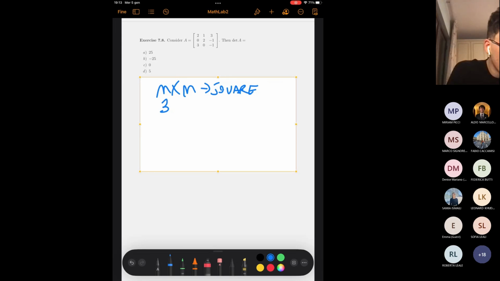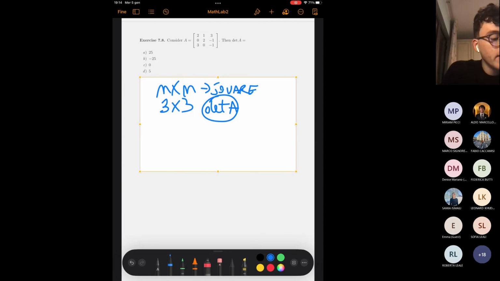And it's a 3 times 3 matrix, because we have 3 numbers horizontally and 3 vertically. Now we want to calculate the determinant of A. But how can we calculate the determinant of A?